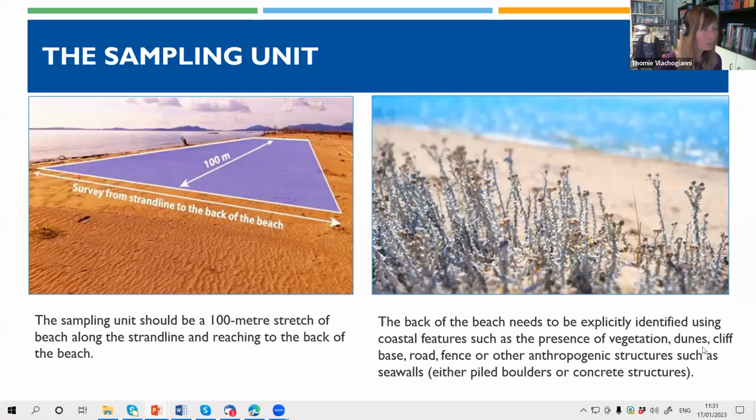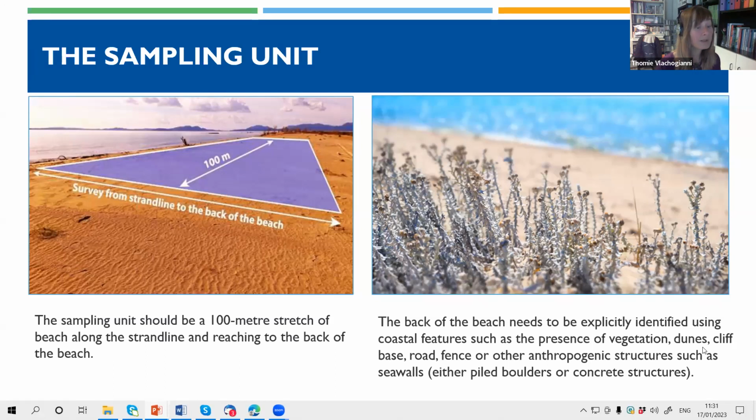So regarding the sampling unit, it is defined as a 100-meter stretch of beach along the strand line, reaching all the way back of the beach. Obviously, depending on the type of beach, whether it has a big width, the size of the sampling unit will differ, and the only thing that will be fixed is the stretch of the beach, which will be 100 meters. And one difficulty here might be to define what is the back of the beach.